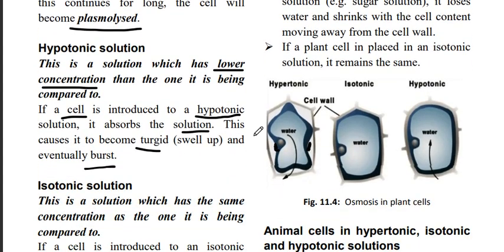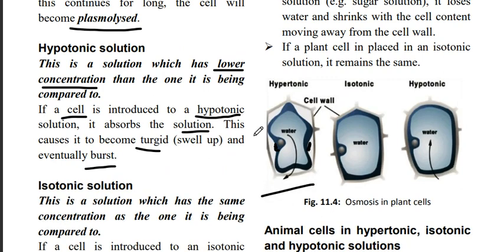So the first one, we have hypertonic solution. You can see that the cell is shrinking. Is that okay? This one is isotonic solution, so the cell will remain the same. Hypotonic solution, you can see that it is swelling. It is losing its original size. It is swelling. Is that okay?